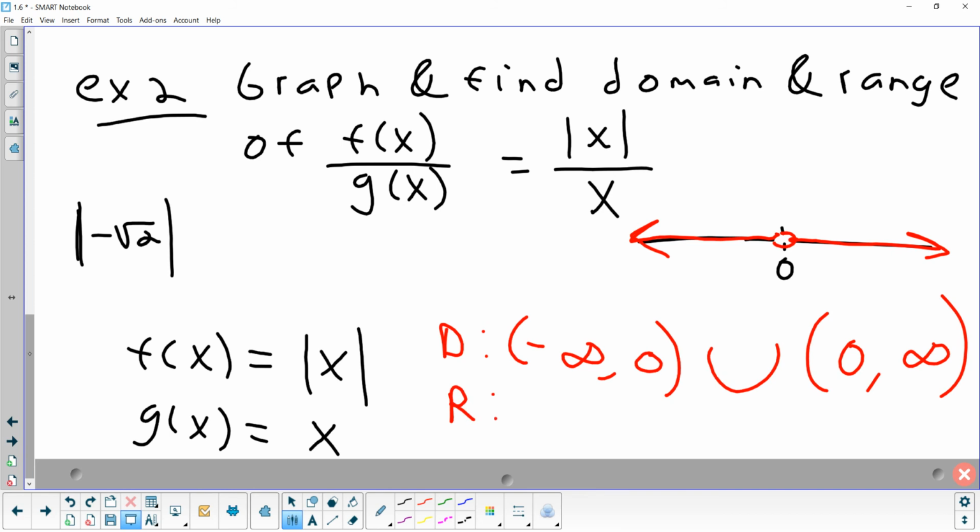My range. Well, let's think about the range a little bit. Let's pick a number and plug it in and see what happens. If you plug in 5, what do you get in the top?